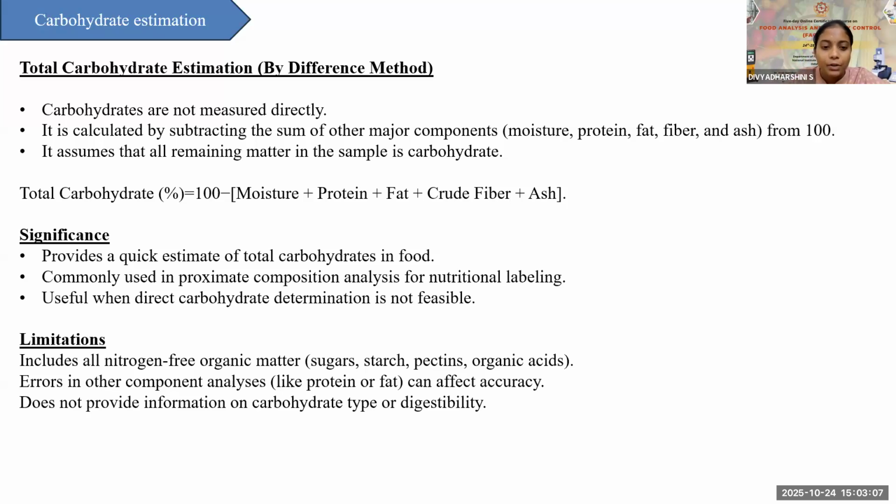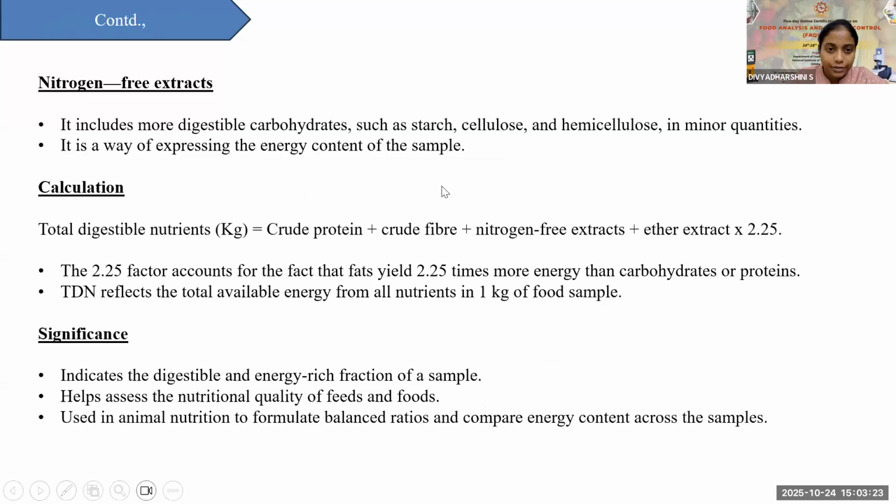And error will be there because, obviously, it is subtracting. So if there is a mistake in moisture or protein, there will be a reduction in the accuracy of our results. Then it does not provide any information on carbohydrate type or digestibility. Then coming to the nitrogen free extract, another one which is yielding calories, kilocalories, we can get it as the energy content of the sample. We will see in nutrition labeling the energy content of the food or the biscuit per serving. For this they are using this method only.